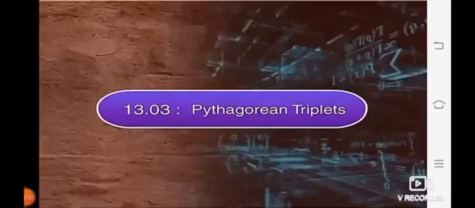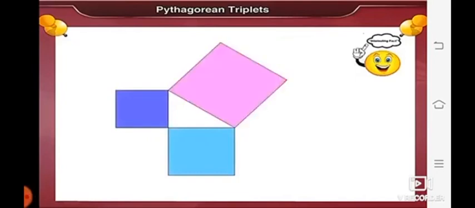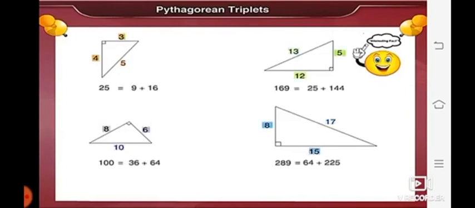So now let's learn about the last part of the lesson, that is Pythagorean triplets. We all have learned that in a right angled triangle, the area of the square drawn on the longest side is equal to the sum of the areas of the squares drawn on the two smaller sides. In some triplets of natural numbers, the square of the biggest number is equal to the sum of the squares of the other two numbers, and triangles drawn with those lengths are right angled triangles. Such numbers are called Pythagorean triplets.